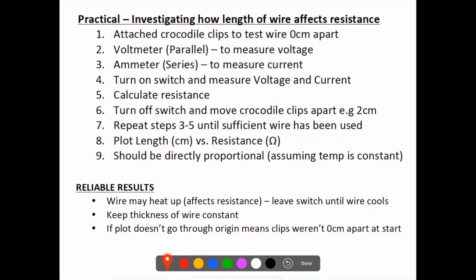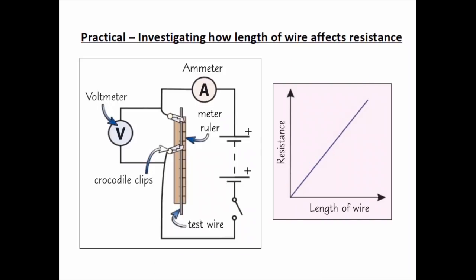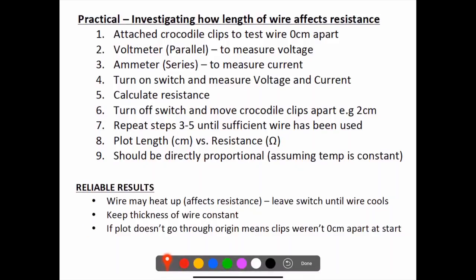And if they ask you, explain why, let's say your graph looks like this. So it doesn't go through 0 like this one does over here. The reason could be that initially your two crocodile clips were not exactly 0 centimeters apart. Even if they were like a millimeter or 2 millimeters apart, your data will not be straight like that. So these are some potential questions they could ask you.